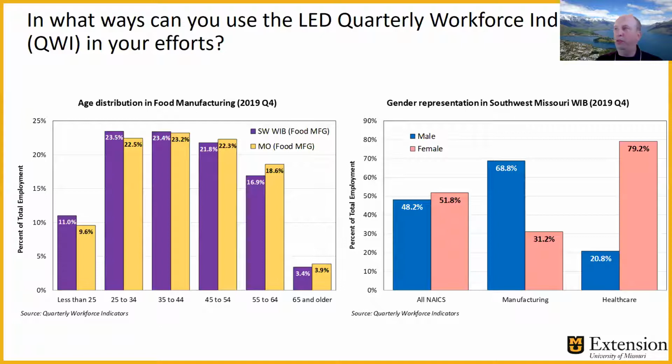And this information can also be helpful if there's a layoff. So if you lose 200 jobs at a food manufacturing plant, you can assume that two-thirds of those people who lost a job are going to be men, or 20% are going to be over 55. We can use this information in a lot of different ways to answer a number of different questions. So it's really useful information to have handy.